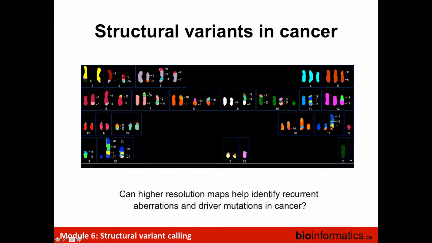Historically, this was very well known, but the resolution that we had, the tools didn't really allow us to identify the specific breakpoints and the specific changes that were happening. It was a lot of work to identify the specific breakpoints from these high level maps. But now the hope is that with next generation sequencing, we should be able to really zoom in onto those breakpoints, and in the context of cancer, find recurrent aberrations and so on.